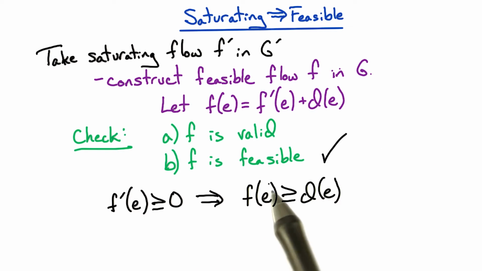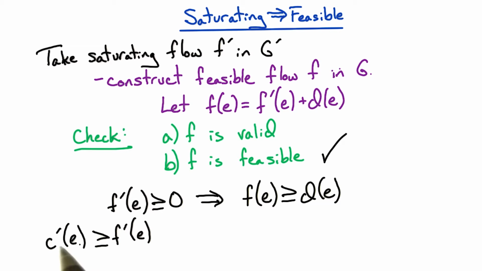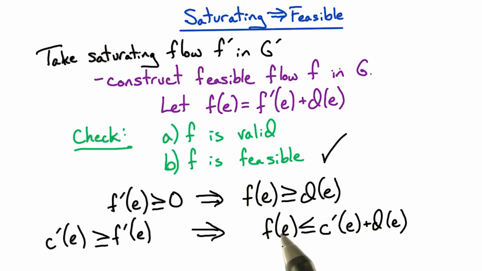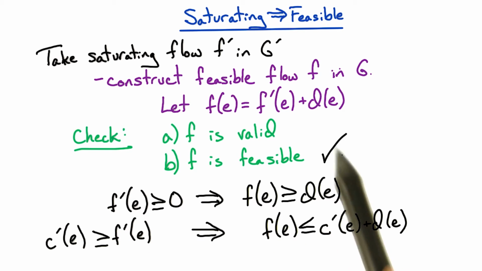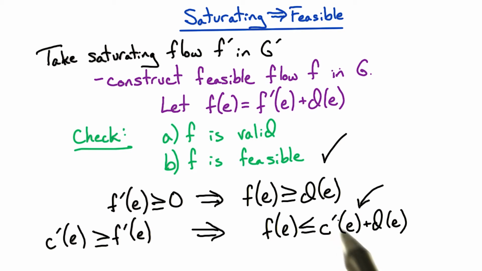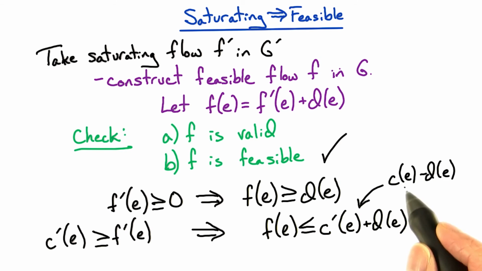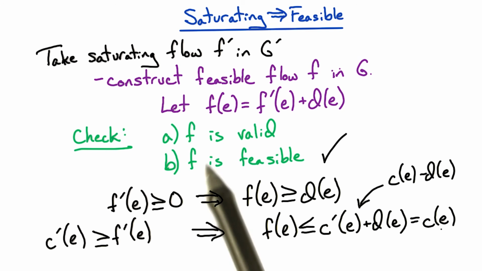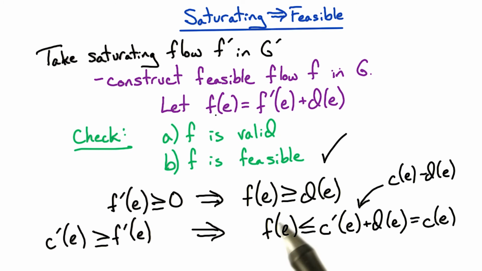While we're at it, let's look at the capacity constraints, the upper bound on these flows. We know this flow is at most C' of E along the edge E. That implies that the flow F along this edge E is at most C' of E plus demand E. Recall C' of E was defined as C of E minus the demand along E. Therefore, this quantity equals the capacity along the edge in the original network G. So this flow F that we constructed satisfies the demand constraints and satisfies the capacity constraints. So all that remains is to check that the flow into every vertex equals the flow out.